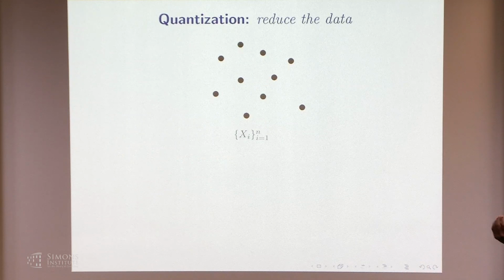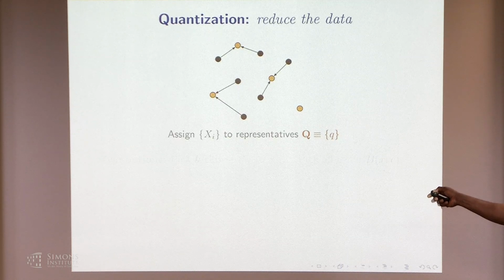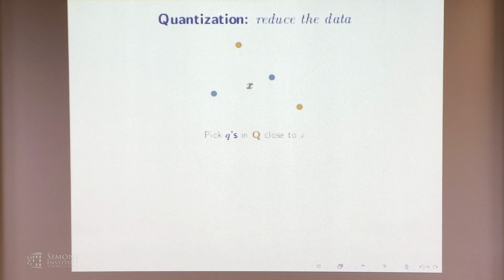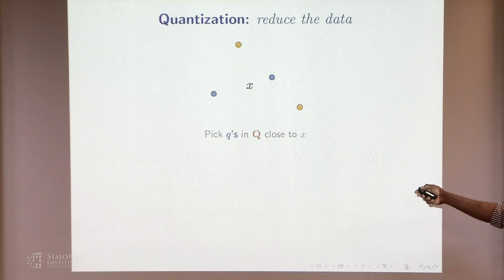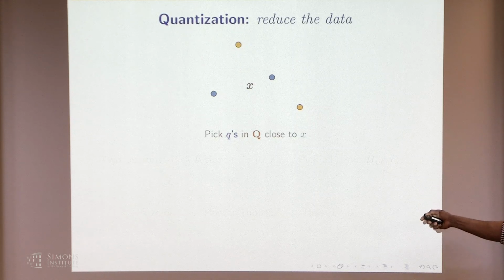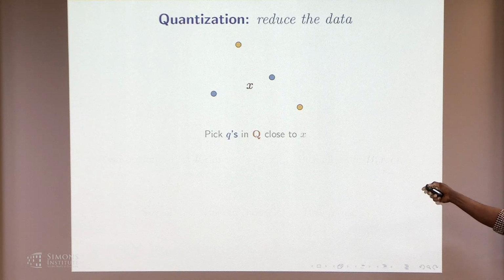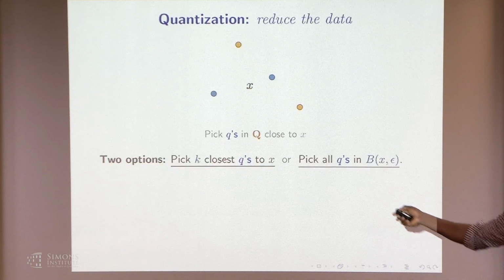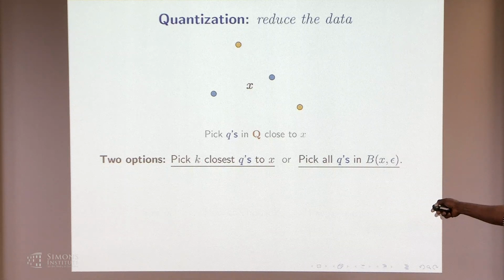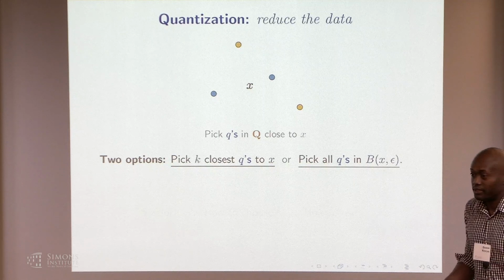So data quantization, we just want to reduce the data in some sense using quantizers. And the quantizers, for simplicity here, I'll assume that these are points that are picked within the original data. These are the quantization points, and then we assign the original data to these quantization points. For a query X, once we get a query X, we just pick the quantization points that are closest to the query. And this can be done in many ways: either pick the k closest Qs or pick all the Qs that are in some ball around the query point.